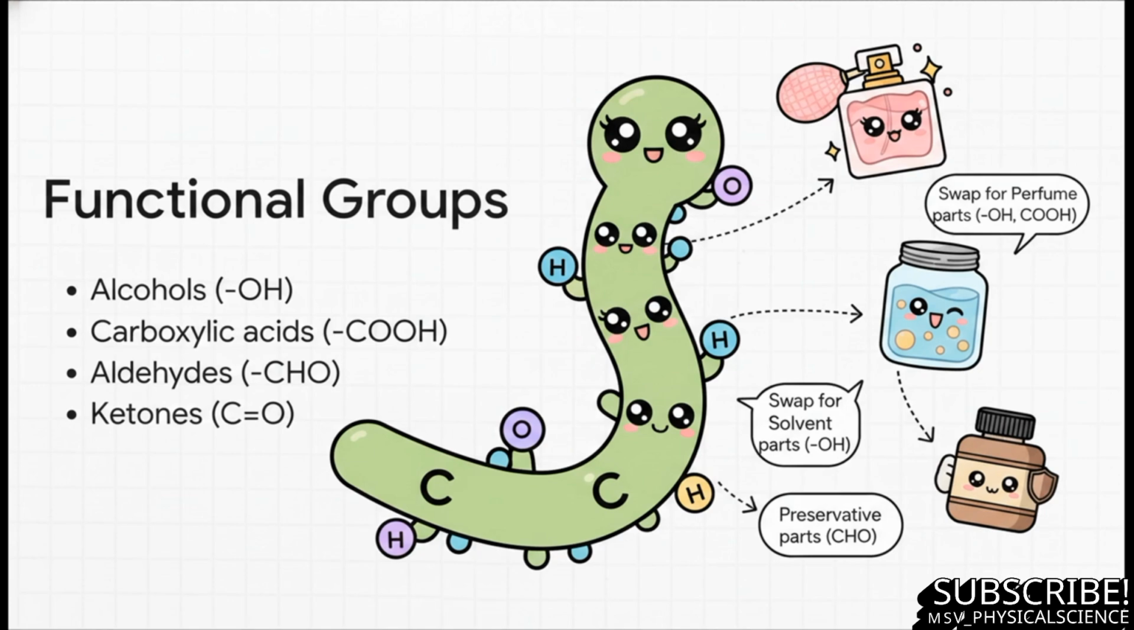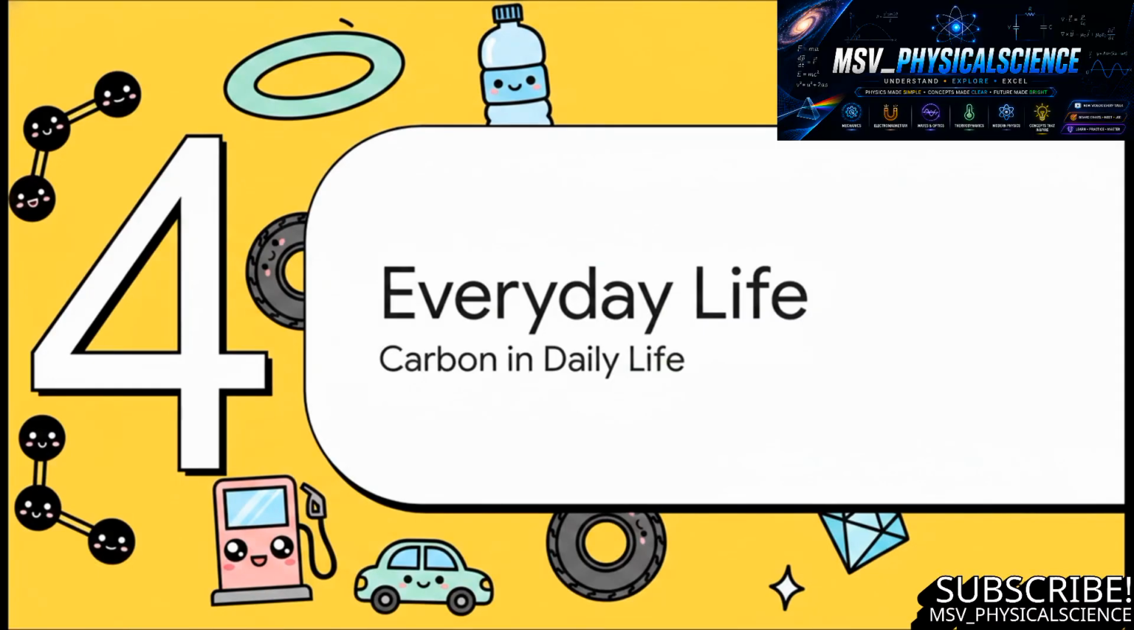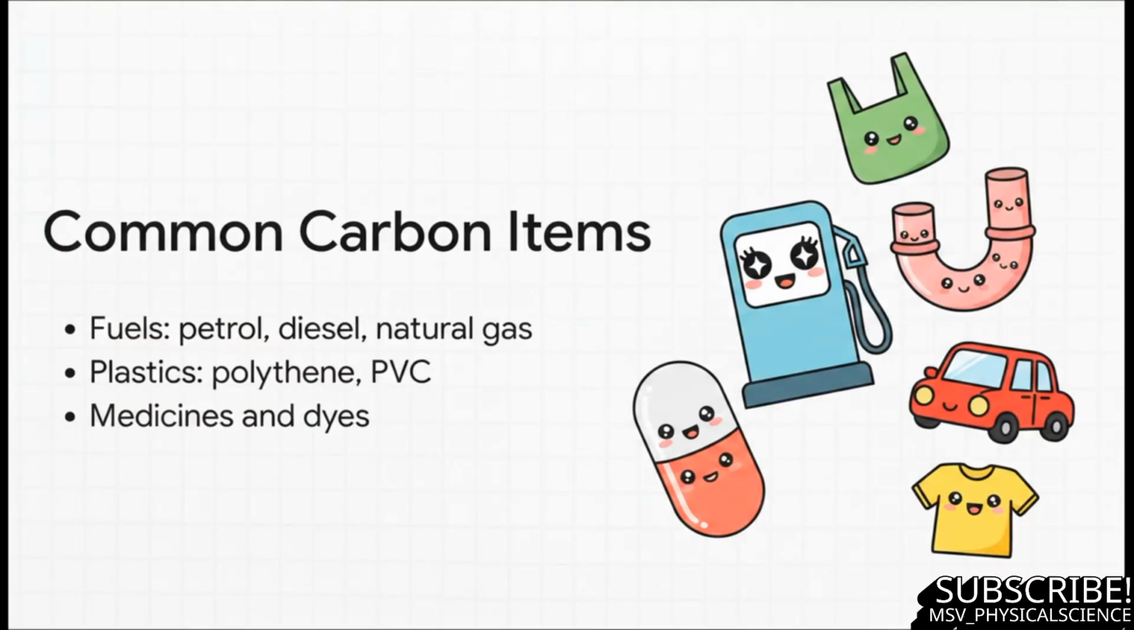It's wild. Section 4. Carbon in everyday life. From fuels to you. All right, let's pull back from the microscopic world for a minute here. All of these chains, rings, and functional groups are the actual physical materials you interact with every single day. Modern society literally runs on carbon. The fuels in our cars and homes, things like petrol, diesel, and natural gas, those are all energy-rich hydrocarbon chains.